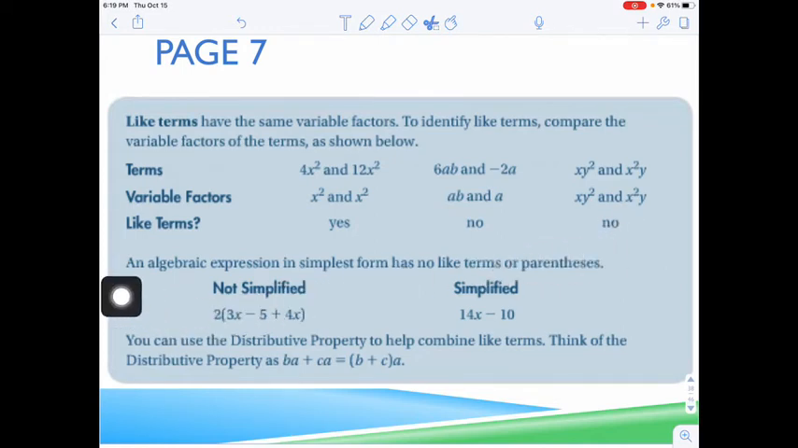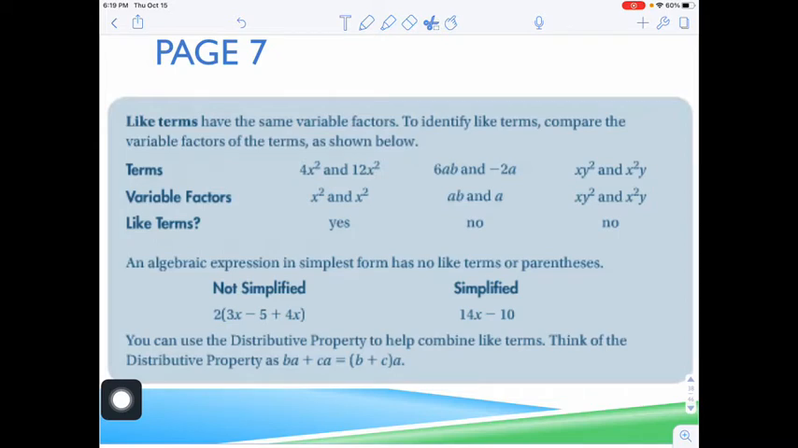An algebraic expression in simplest form has no like terms or parentheses. So 2 times the quantity 3x minus 5 plus 4x is not simplified, because this 3x plus 4x could be combined as like terms, and then we would need to distribute this too. 14x minus 10 has no parentheses, and I can't combine the 14x and the 10 because there's an x here and there's no x here. So you can use the distributive property to help combine like terms.